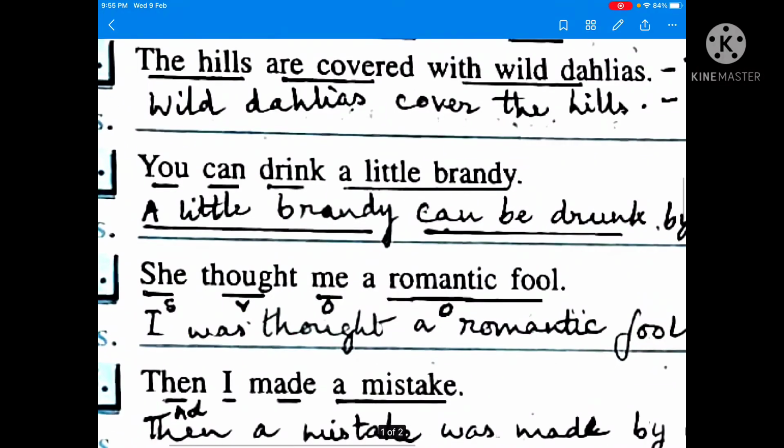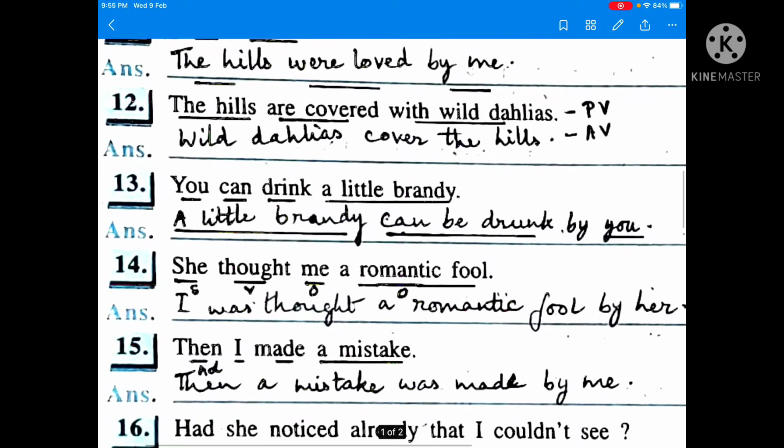You can drink a little brandy. Can, modal verb. You can drink, main verb, drink. You, subject, can drink, verb. A little brandy, object. A little brandy can be drunk. Drink becomes past participle, drunk. A little brandy can be drunk by you.